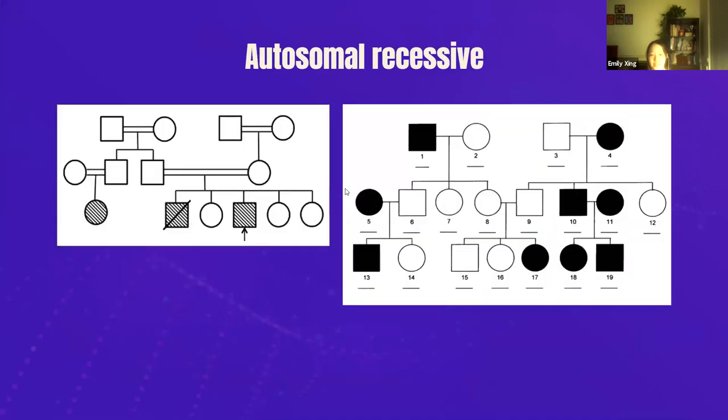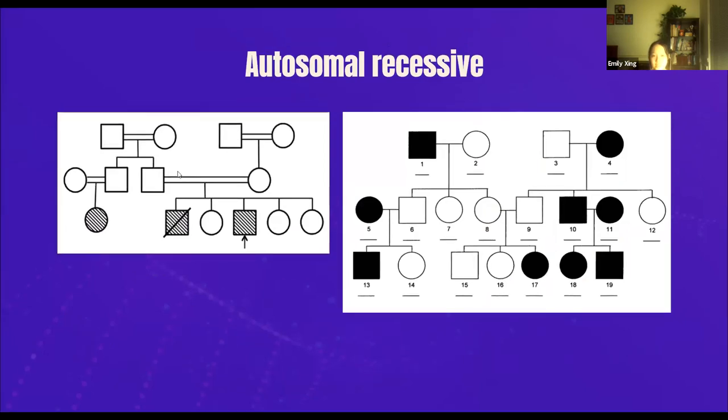Okay, autosomal recessive. As you can see here, it does skip generations. In the diagram on the left, it's not until the third generation that you actually get one of the affected people. If you remember, the slash means deceased. If you have two unaffected parents, they can produce an affected offspring, unlike dominant disorders. There are a lot of autosomal recessive disorders that are really famous. You've probably heard of them.